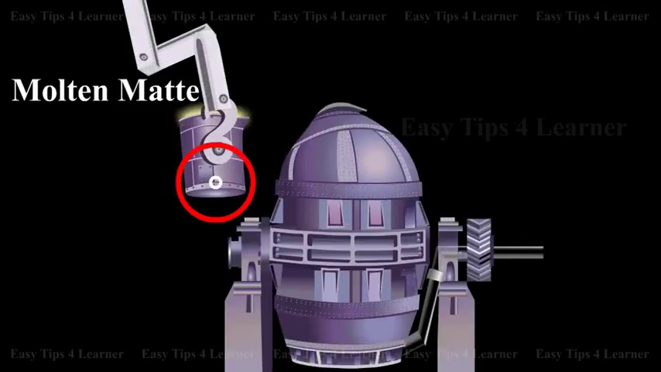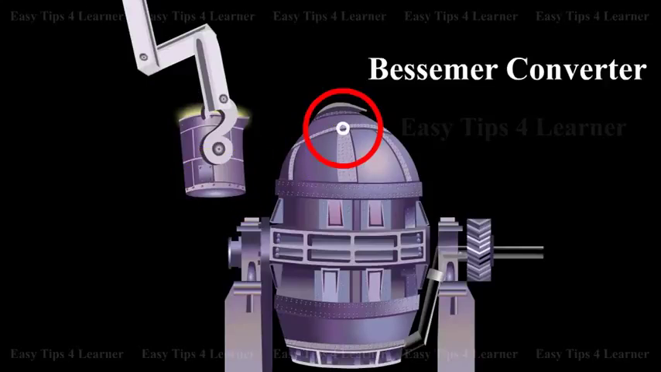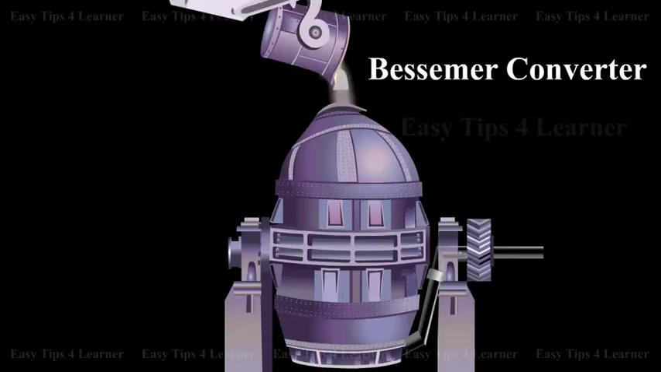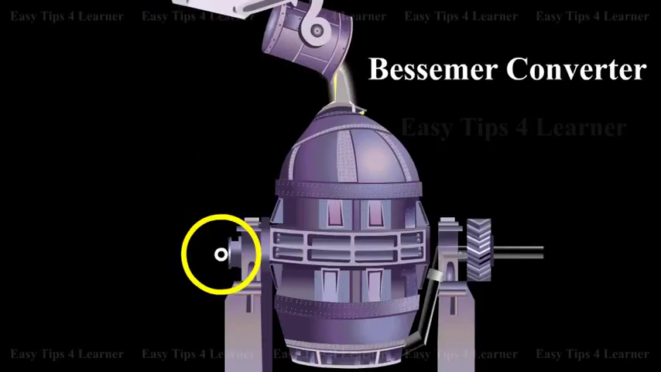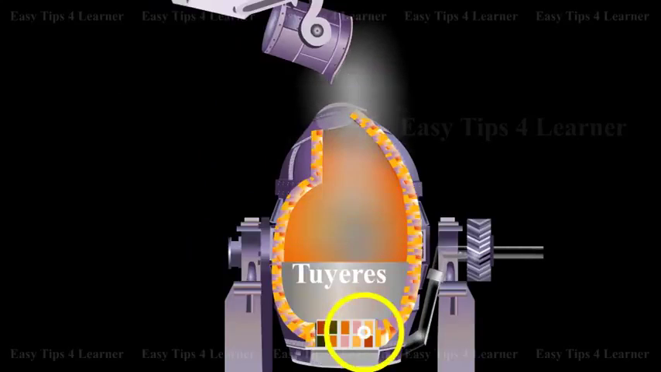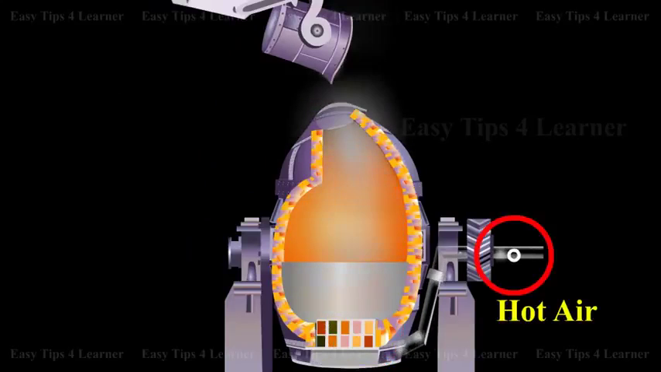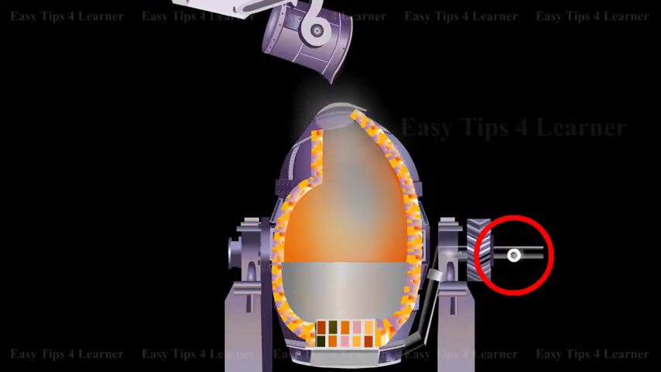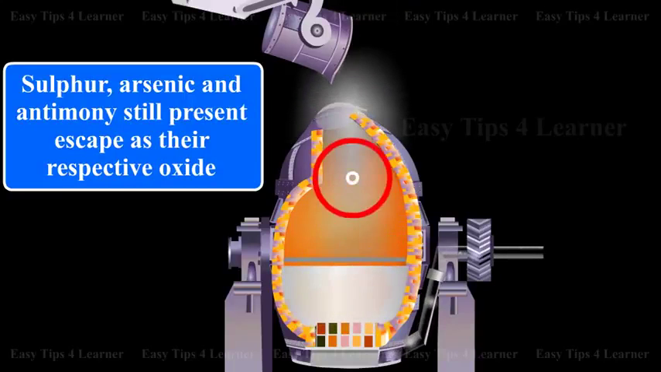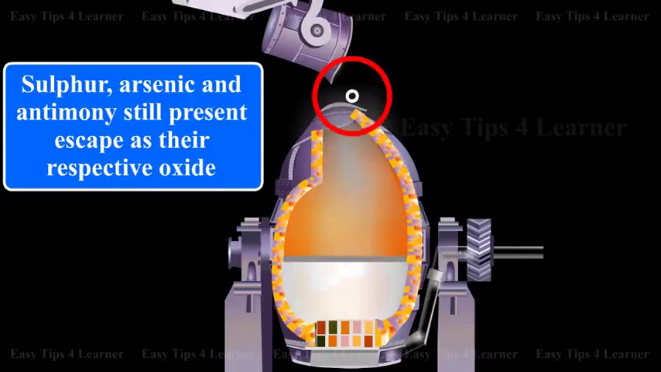Bessemerization. The molten matte is transferred to a Bessemer converter as shown in the visual. The Bessemer converter is mounted on a horizontal axis and is fitted with small pipes called tuyeres, through which a blast of hot air and fine sand is admitted. Any sulfur, arsenic, and antimony still present escape as their respective oxides.